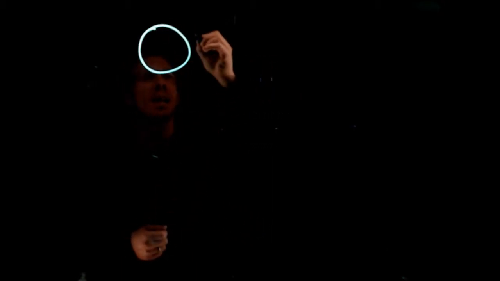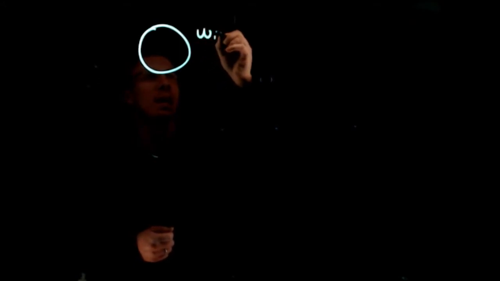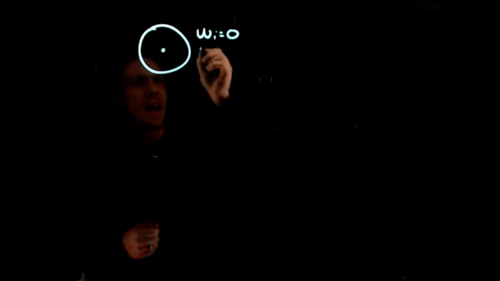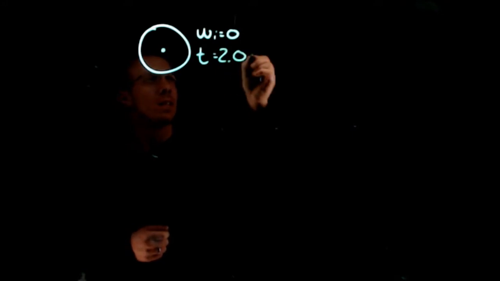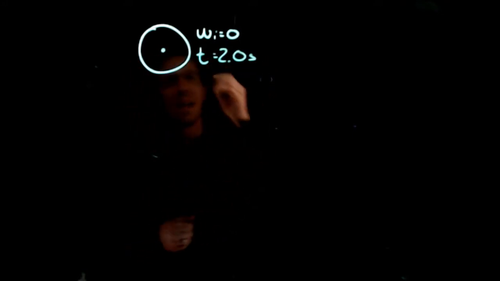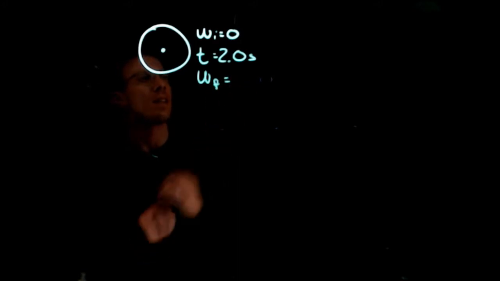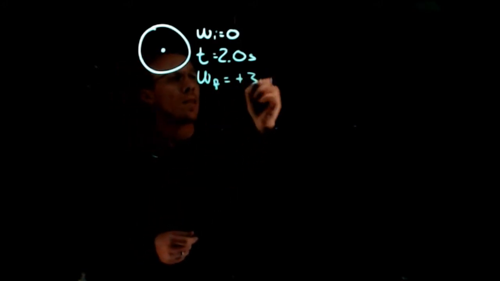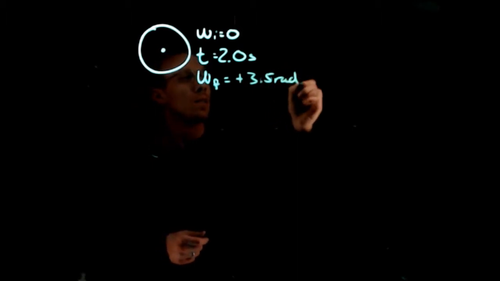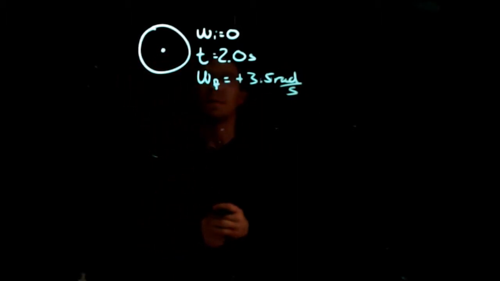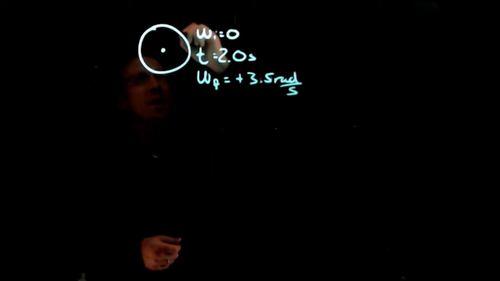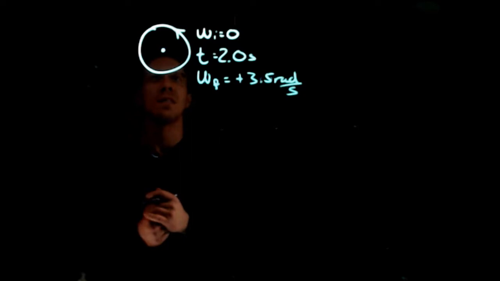So let's assume that we have a circular disc, and let's say that it has an initial angular speed of 0, so the disk is not moving at all. And then let's say after 2 seconds, the disk has a final angular velocity of positive 3.5 radians per second. So in this problem, the positive sign means that we're spinning counterclockwise.